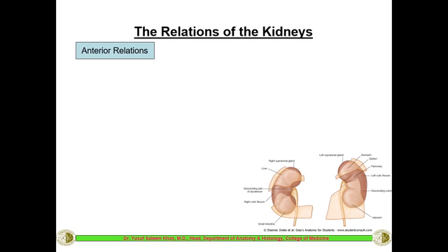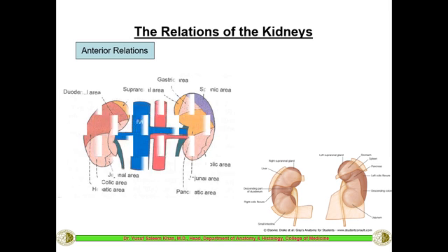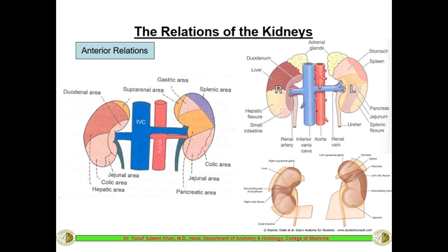Now we'll study some of the relations of the kidney. What are the anterior relations? As we have seen, the kidneys are in the posterior abdominal wall, and all the abdominal organs will be almost in anterior relation to the kidney. The anterior relations of the kidneys are very important because they are in contact with the abdominal organs. And if you compare, it will be different on the right kidney and the left kidney.